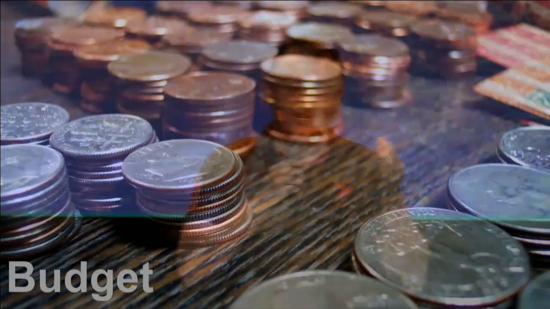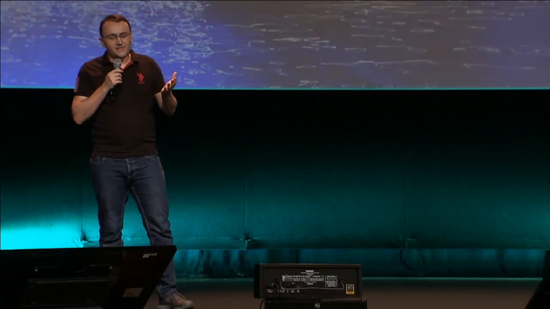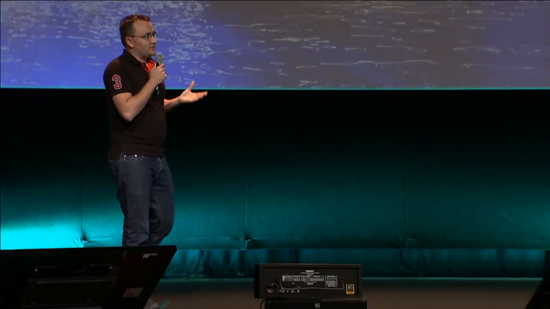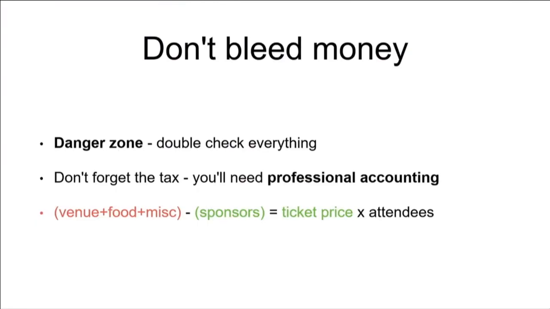Now, one area where we cannot afford any screw-ups is your budgeting. Your budgeting is the danger zone, so double-check everything you do, because people might get hurt. In its essence, budgeting is very simple. In order to break even, you need to have enough sold tickets and enough sponsors. The tricky part here is you don't know how many sponsors or tickets you're going to sell up until the very end. So keep a constant eye on your bottom line to make sure you don't bleed too much money.